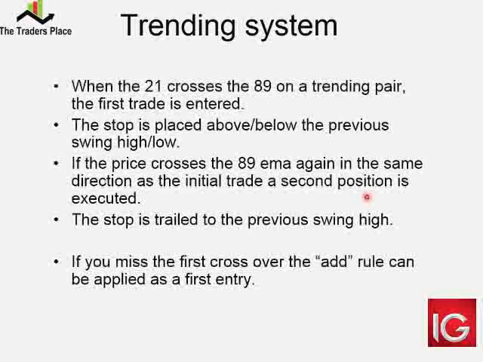So as the market moves up and down, it requires a lot of patience. As it moves up and down and it gives you those swings, you just lower your stop to those next highs. If you miss the first crossover, in other words, the first time the 21 crosses the 89, you can use the add rule to apply as a first entry. This is certainly not about building $30 million trades. We'll see in the example.